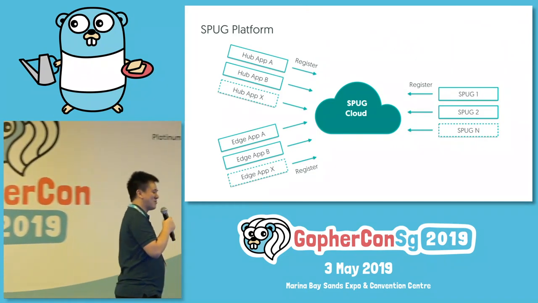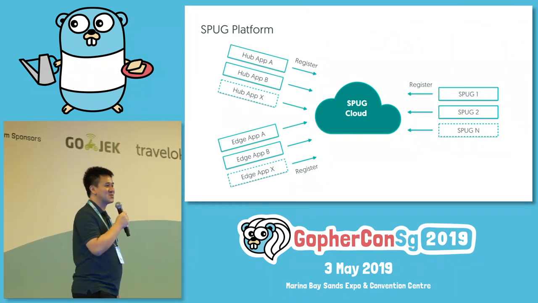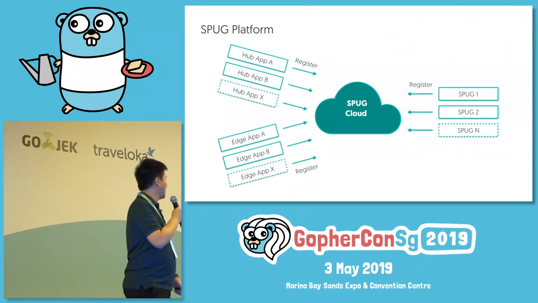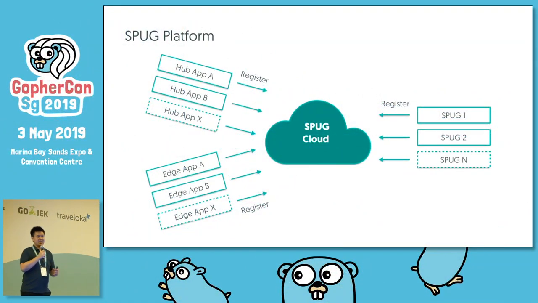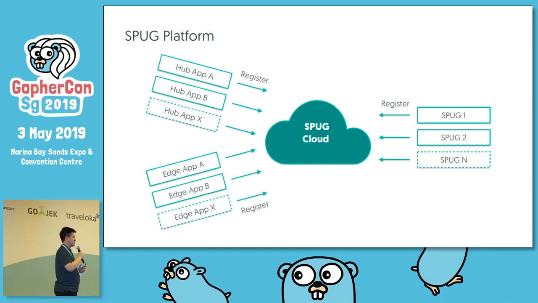Okay, I would like to start with an overview of the Spark platform. At the heart of the Spark platform is the Spark Cloud. It is the central component that binds all other components together. It serves a few functions.